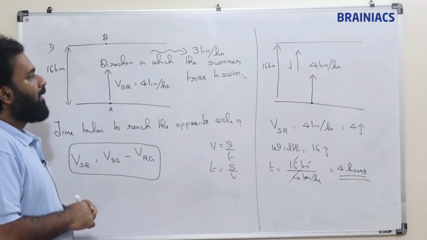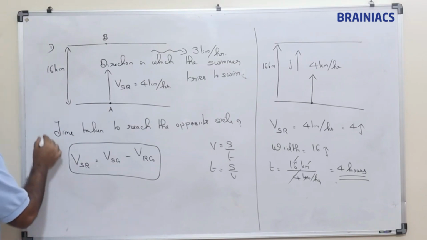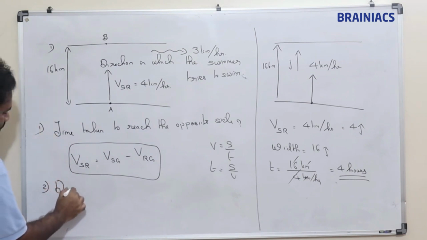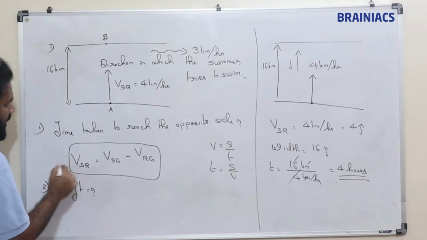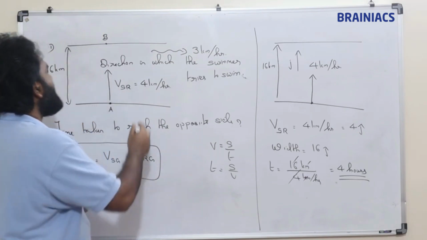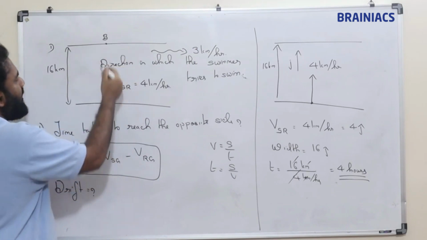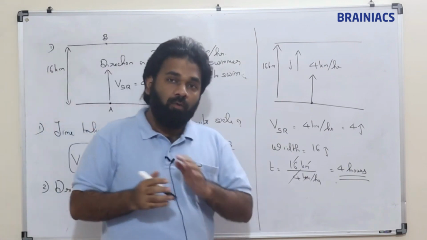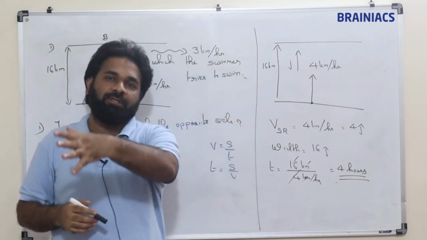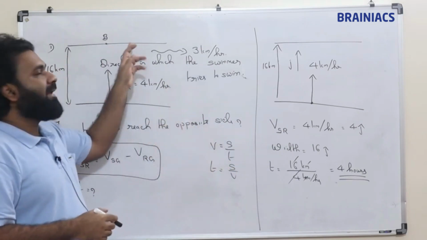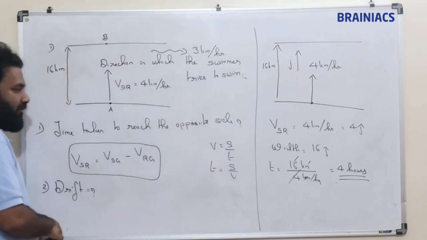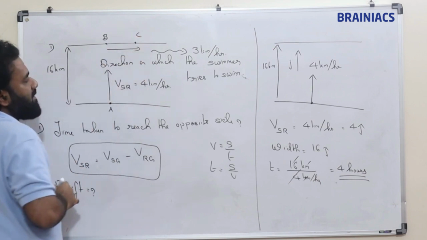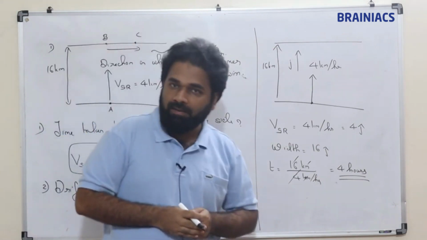Now we can have another question. What is the drift? Or suppose, from B, how far is the point of touching on the opposite side? That is what is drift. Or suppose if this point is C, how much is this distance? That question also can be asked.